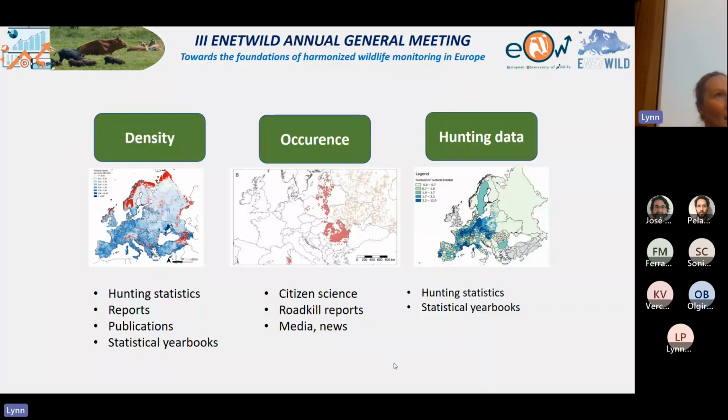But not only hunters are reporting the hunting data; it was also sometimes included in statistical yearbooks. So the problem with those two parallel sources, I will show you later on.